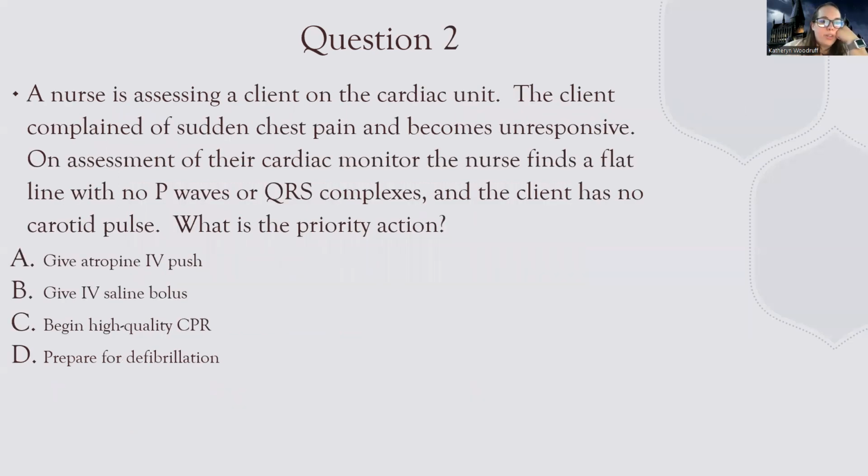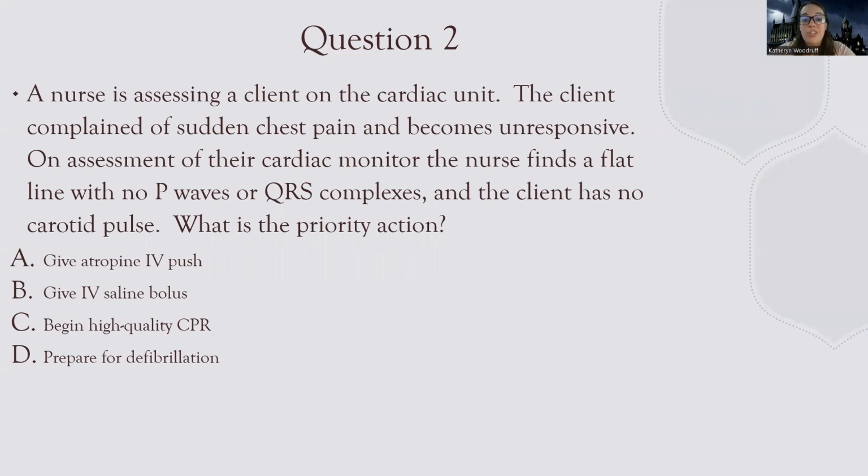All right, so number 2, a nurse is assessing a client on the cardiac unit. The client complained of sudden chest pain and becomes unresponsive. On assessment of the cardiac monitor, the nurse finds a flat line with no P waves or QRS complexes, and the client has no carotid pulse. What is the priority action?